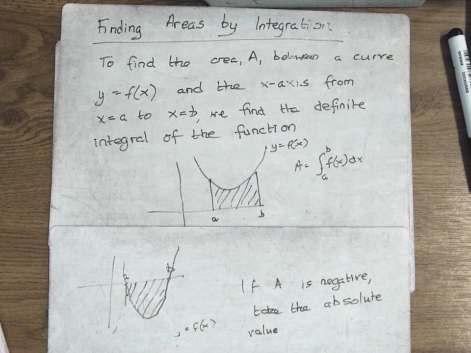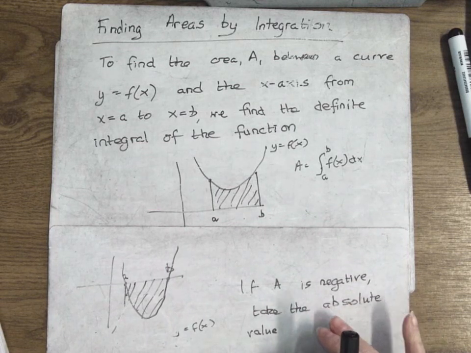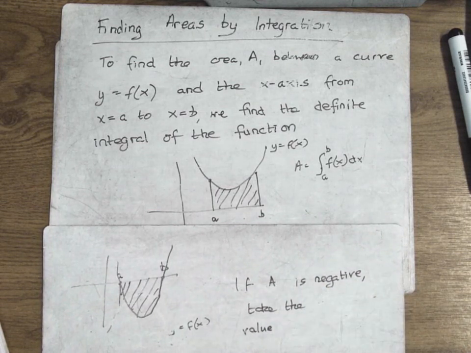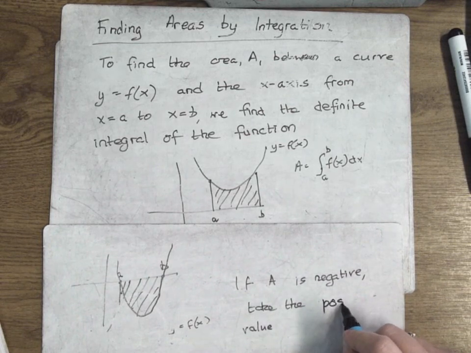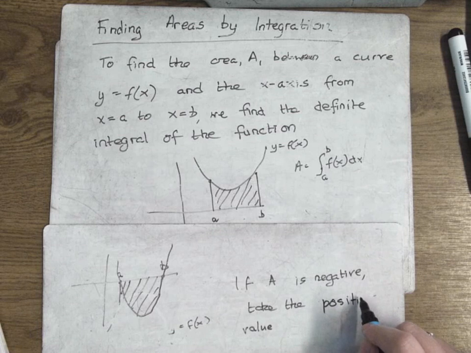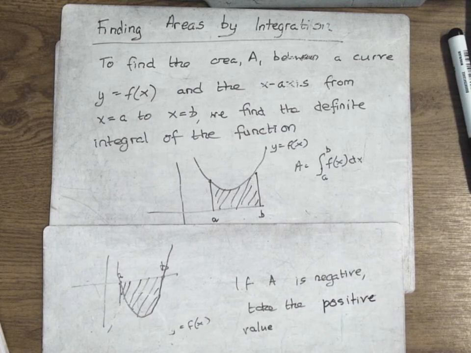The absolute value means drop the negative sign and just take the positive value. The absolute value means the positive value. Okay? Well, I changed it to take the positive value because when you're reading back you might remember what the absolute means. So take the positive value. Because area is measurement, you can't have negative measurement, so just take the positive value.